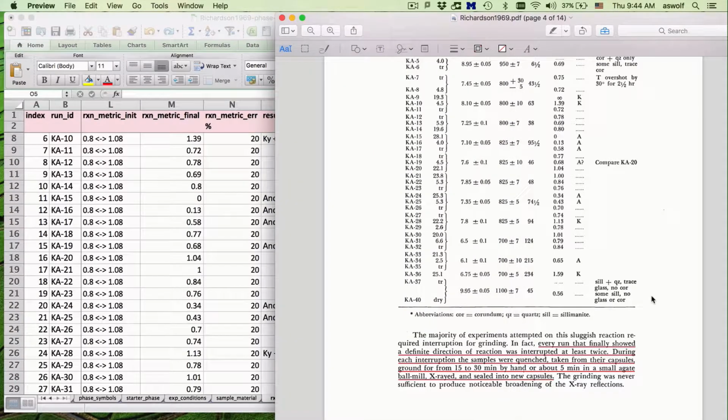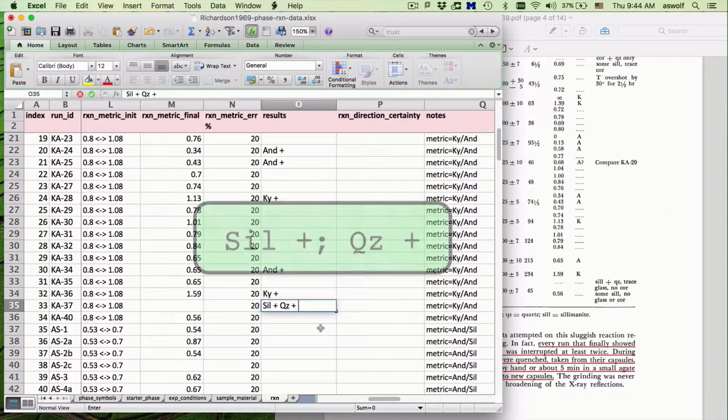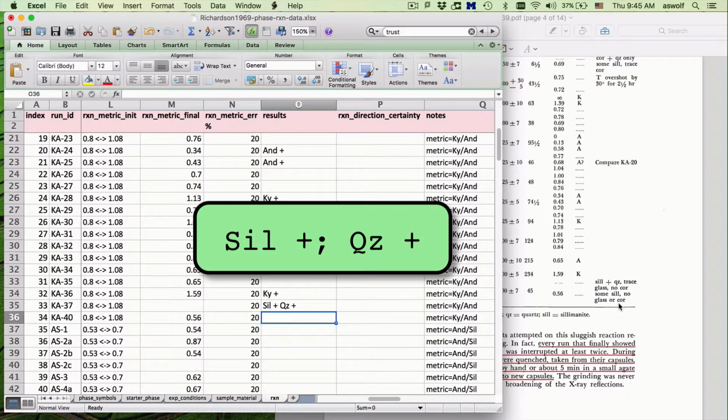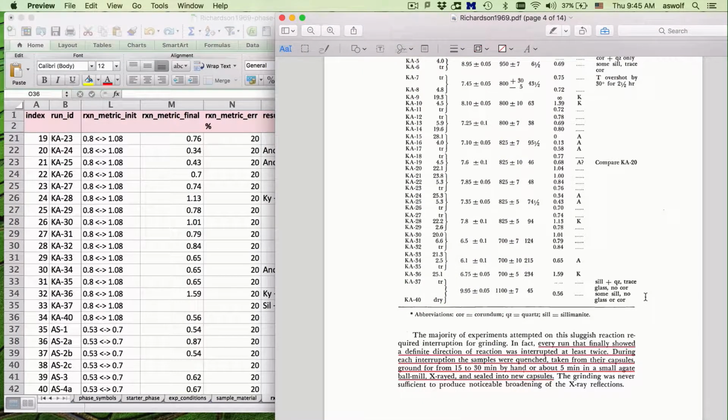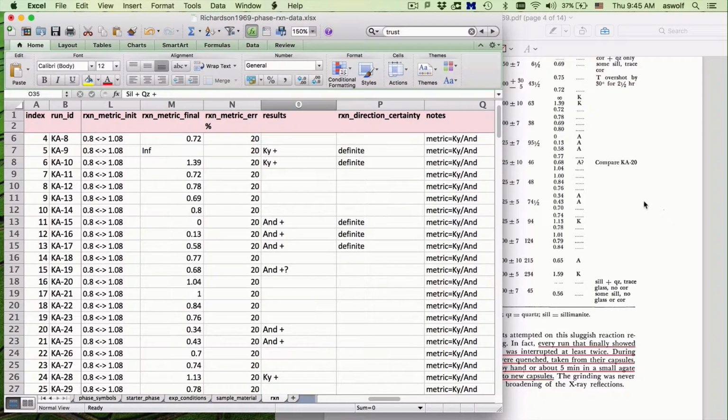So in 37, we had sillimanite plus quartz plus, and it's not quite clear what else happened. Some sillimanite, no glass or corundum. So in the final one, 40, we can say also some sillimanite. There we go. So that's it now for the comments.